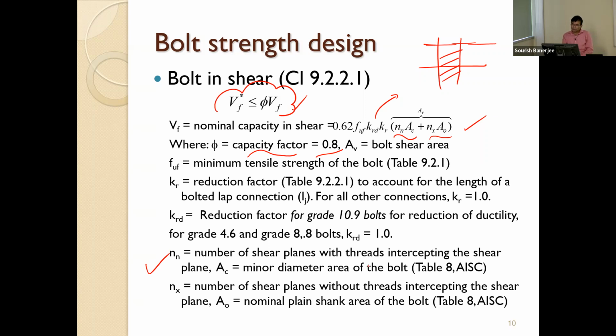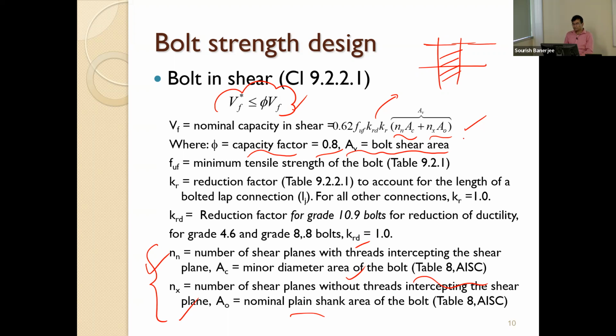So n_n is the number of shear planes with threads intercepting the shear plane, and A_c is the minor diameter area of the bolt. Now, these go together. Together means n_n will be associated with A_c from table 8, AISC, and then n_x is the number of shear planes without threads. You see, this was with threads, this one without threads, and then we have this A_o, which is the nominal plain shank area of the bolt, from table 8. We look at table 8 in a minute. So these are the major contributors. In fact, these two actually contribute to what is called the bolt shear area.